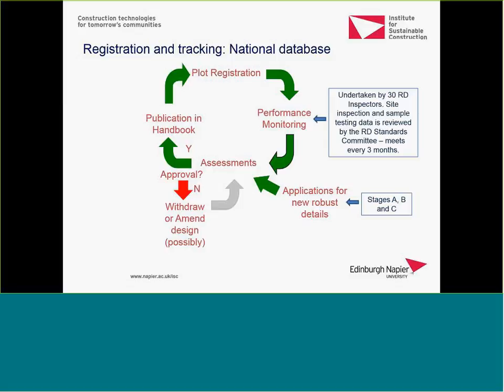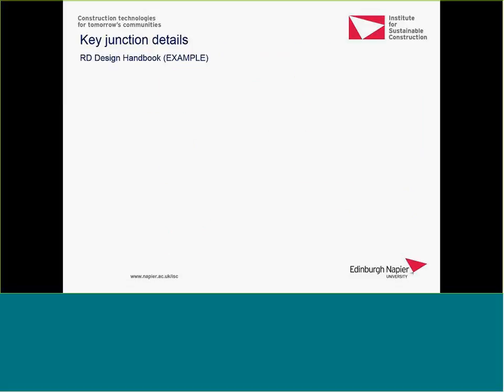So the application, we start in the bottom right of this diagram. The application comes in for a new robust detail or new type of construction. It's assessed. If it's not approved, it's withdrawn or amended. If it is approved and it's achieved its 30 tests and it's complied with all our robustness measures, it's then published in the handbook and also online. This then allows people to register to use that construction, and then it fits into the performance monitoring. And I'll just come to that shortly about how that operates.